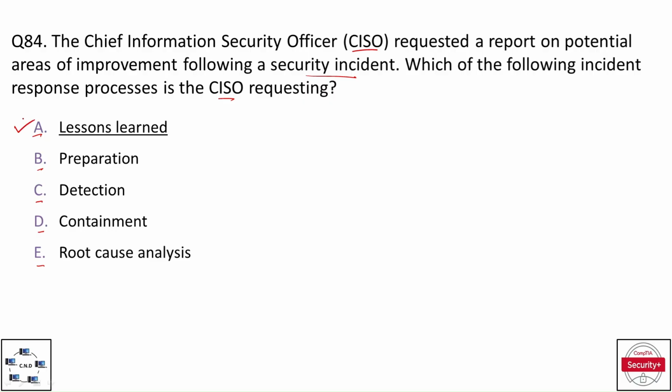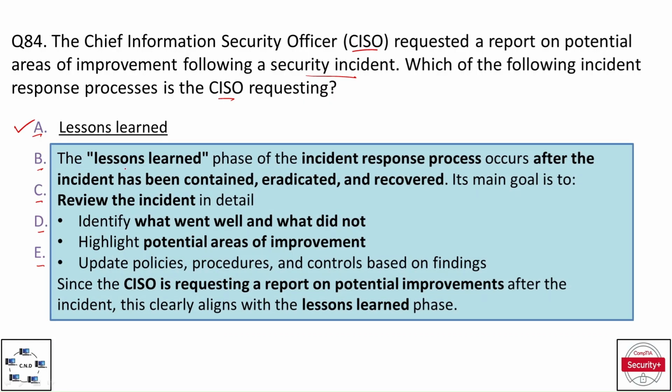Option A, lessons learned. So the lessons learned phase of the incident response process occurs after the incident has been contained, eradicated, and recovered. Its main goal is to review the incident in detail and identify what went well and what did not, highlight potential areas of improvement, and update policies, procedures, and controls based on findings. So, since the CISO is requesting a report on potential improvements after the incident, this clearly aligns with the lessons learned phase.